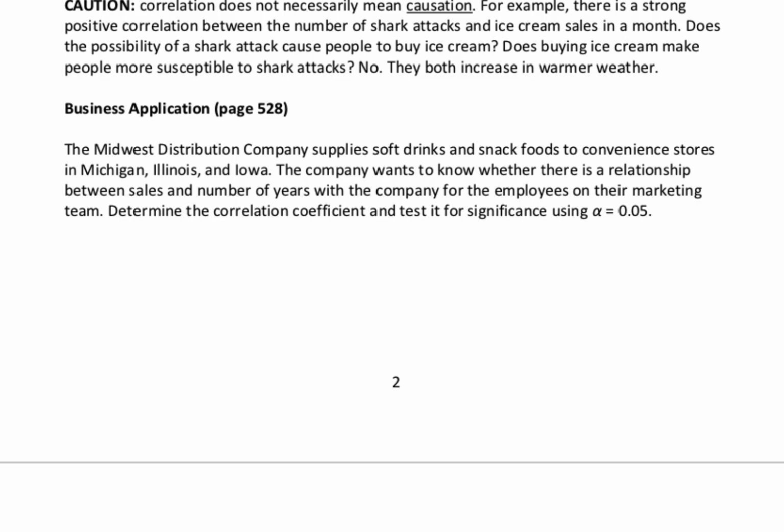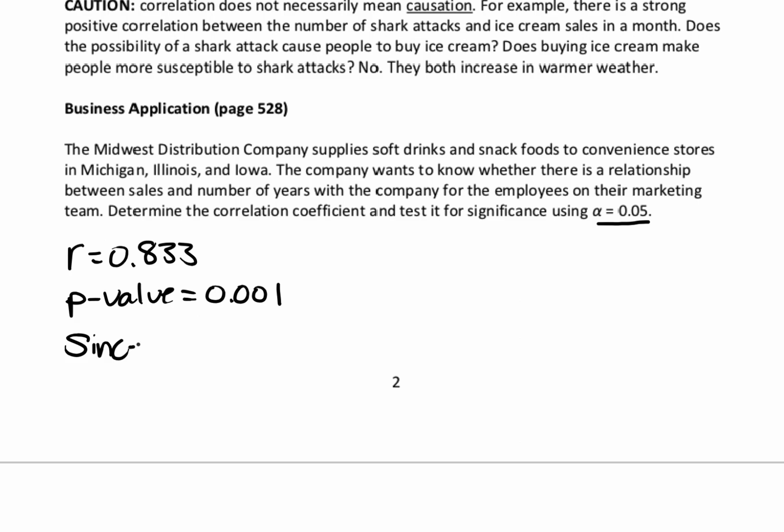So I found my R value of 0.833 and my p-value of 0.001. And so when I'm using my p-value, again comparing it to alpha, I get 0.05 for alpha, so the p-value is less than alpha. That means I reject my null hypothesis.